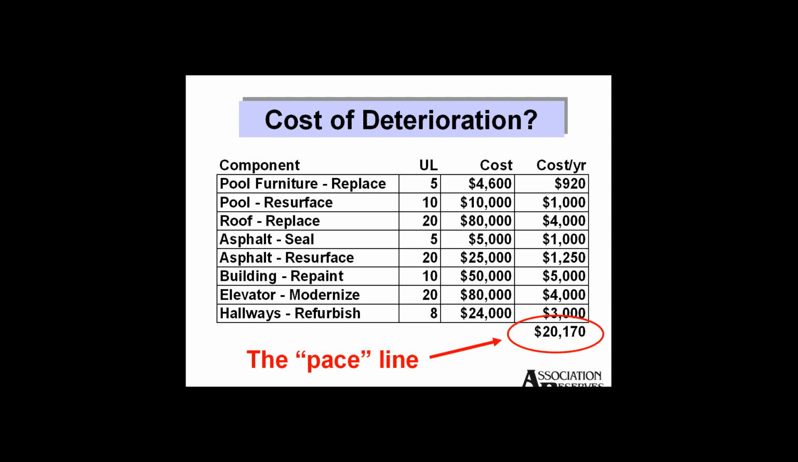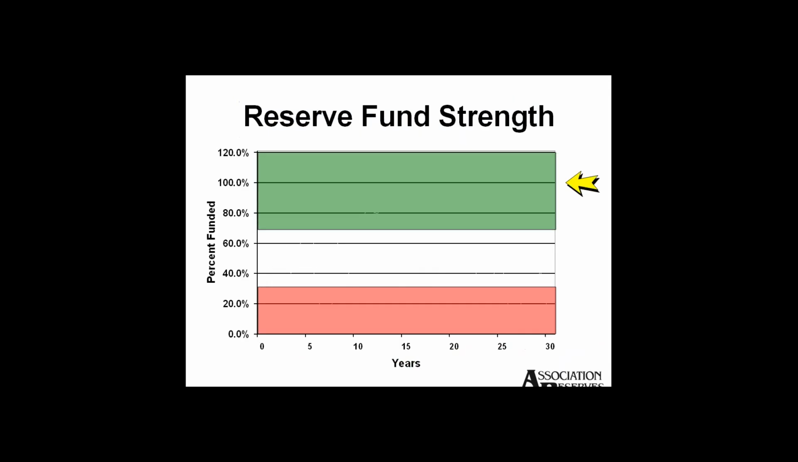When I spoke to you earlier about that pace line in the swim race, the pace that the swimmers had to keep up with to keep from falling behind, this is the pace of reserve contributions that an association has to maintain in order to keep from falling further behind. And here's what I mean. I'm going to use this chart for the next few slides. I'm going to plot reserve fund strength over time.